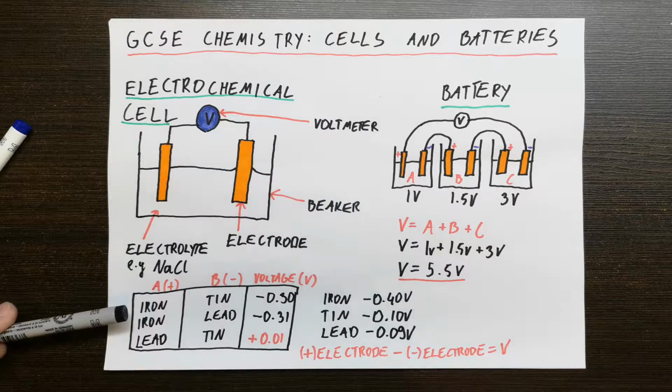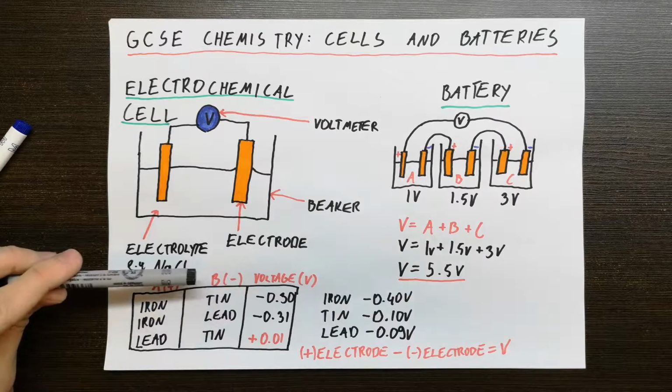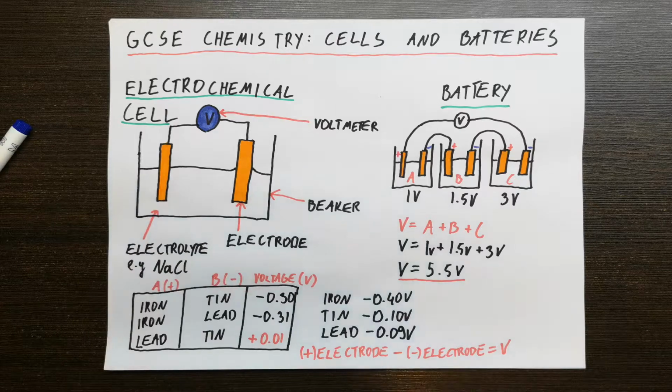So for example, here we have positive electrode A, negative electrode B, and the voltage we get from them. And here we have the inherent potential difference values of all these different metals. These values are used to calculate the final voltage of a cell. The way we calculate this is we take the value of the metal on the positive electrode, and we subtract from that the value of the metal that makes up the negative electrode, and that will give us the final voltage.